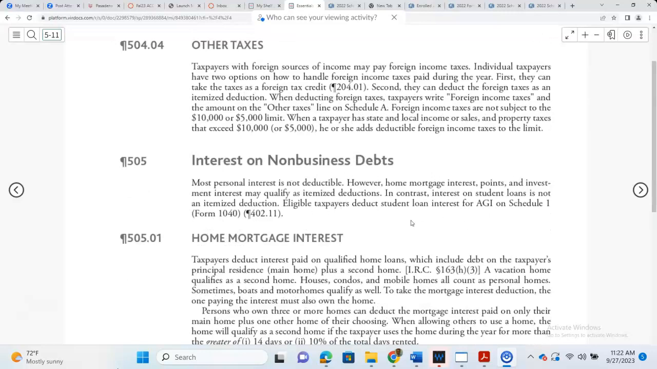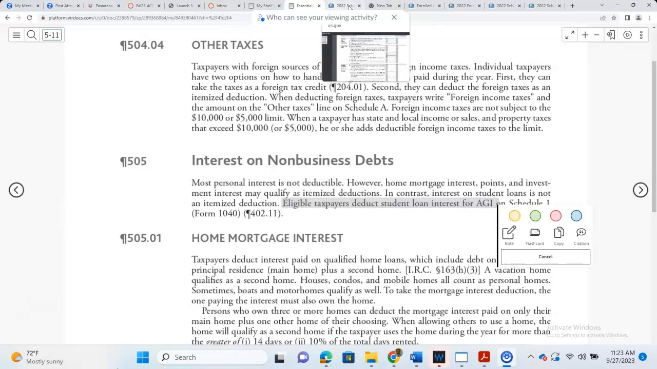Interest on non-business debt. Most personal interest is not deductible. So if you pay interest on your credit card, I don't think you can put it here. However, home mortgage interest, points, and investment interest may qualify as itemized deductions. In contrast, interest on student loans is not an itemized deduction. Eligible taxpayers deduct student loan interest on Schedule 1 for AGI.